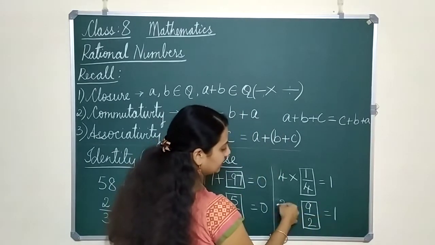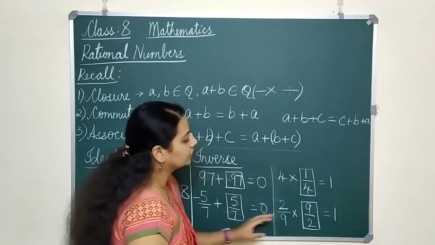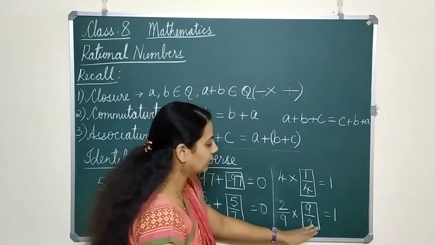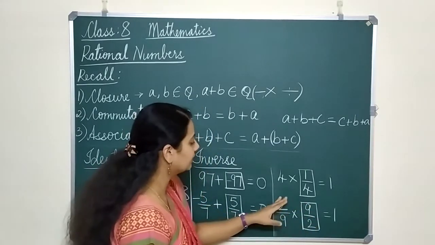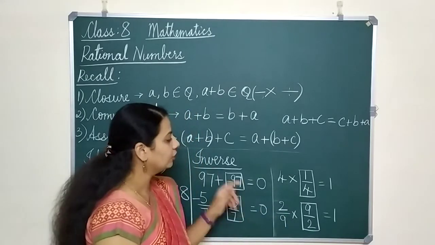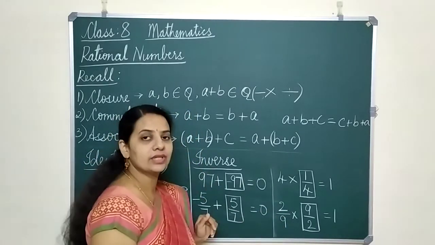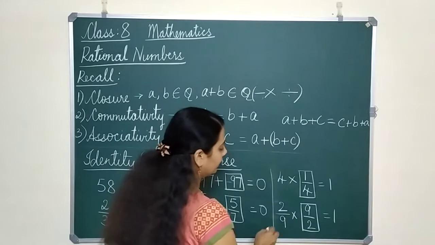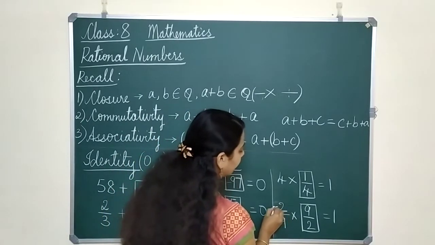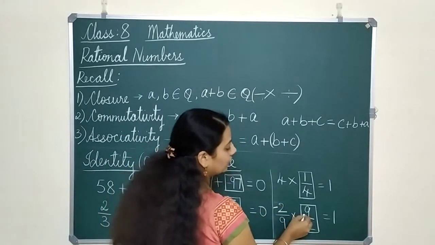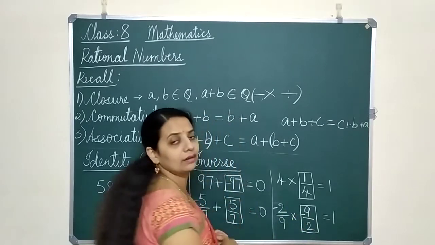So here if you cancel, the answer you get is 1. So this is 9 by 2, the multiplicative inverse of 2 by 9. Now you may ask, what about the negative sign? If you have a negative sign, what do we do? Say for example, you have a negative sign here. Here also it will be there.